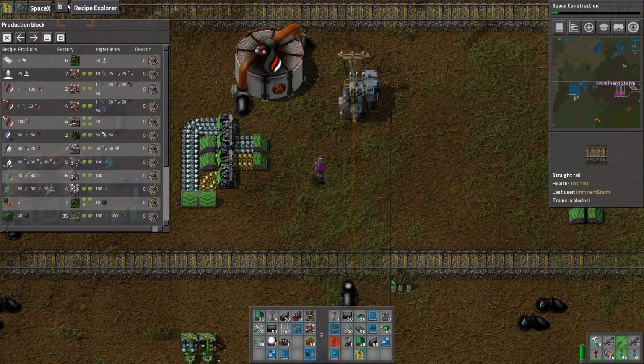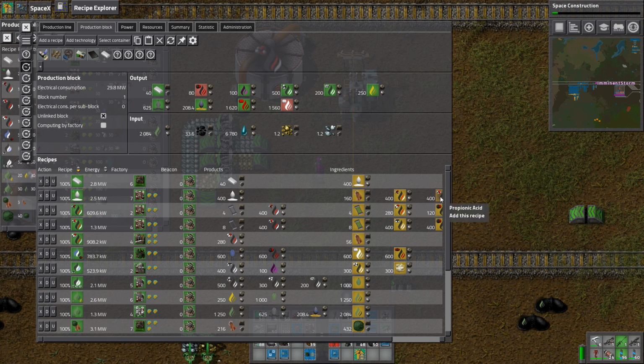And now we need to take the propionic and acetic acids and some cellulose fiber, 160 per second. Wow. Okay. And feed it into 7 advanced chemical plants to make 400 per second liquid plastic.